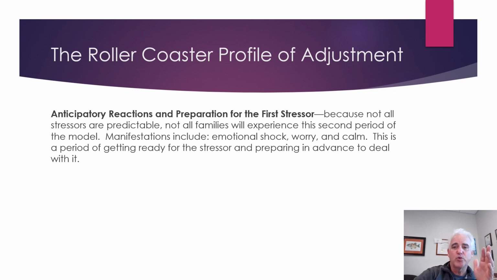Next slide. The anticipatory reactions and the preparation for the first stressor. Not all stresses are predictable. Not all families will experience this second period of the model. Some families don't have time to adjust to stress. But when they do, the manifestations include an emotional numbness or an emotional shock, worry or anxiety, and some families are just kind of calm about it. It's a period of getting ready for the stressor and preparing in advance to deal with what's about to happen.